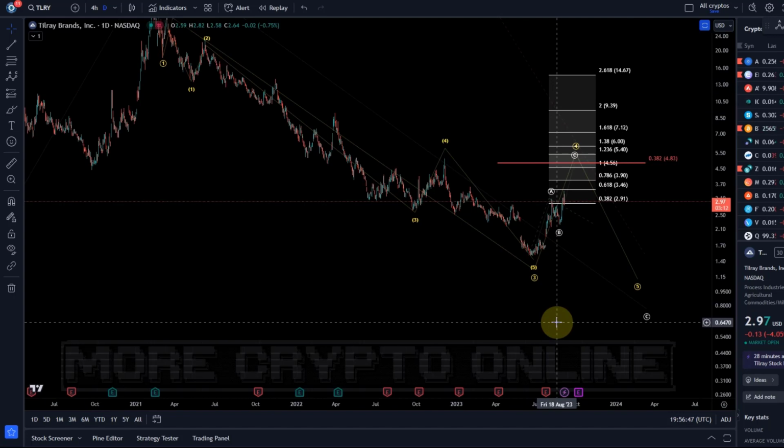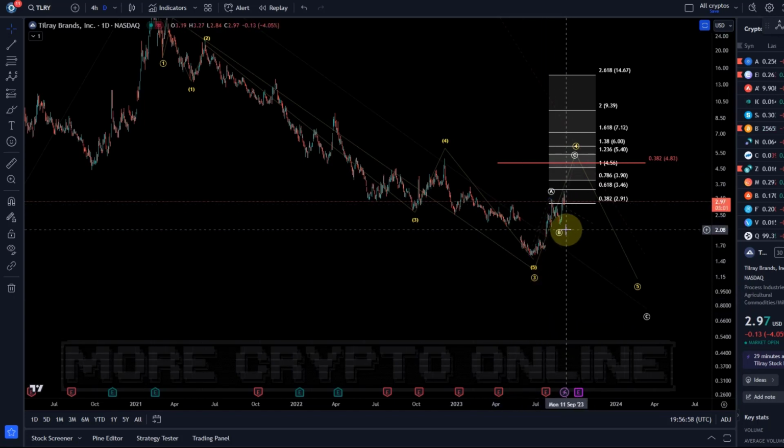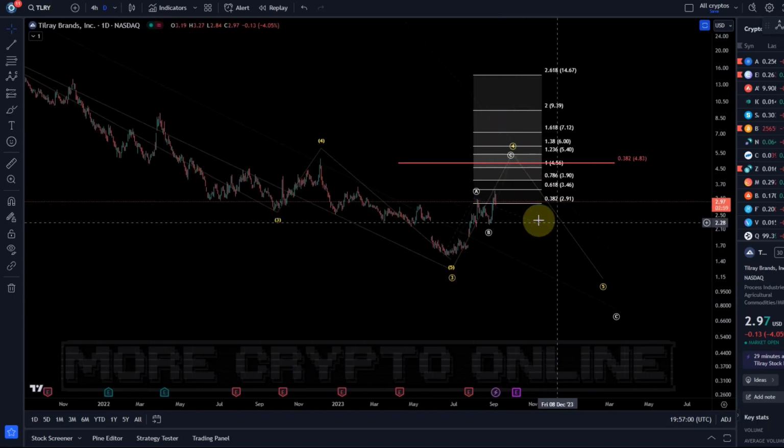So from an analysis point of view, yes, there is still decent upside possible. Price is currently at $2.97 and can still move up considerably. But just be aware that your stop is quite far down, because it's basically below the B wave low, right?